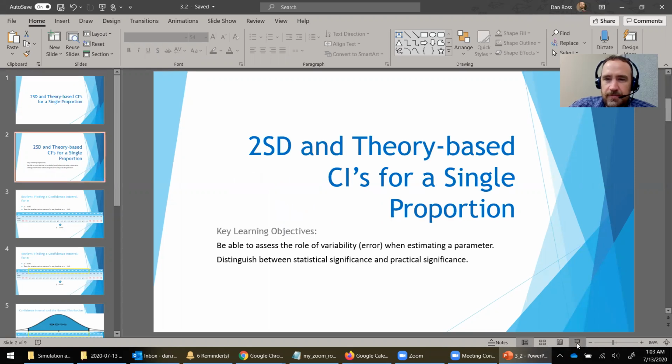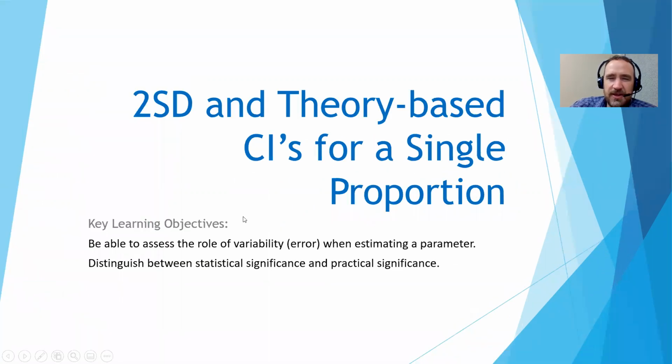And I'll highlight that we have a couple of key learning objectives. Whenever we're talking about confidence intervals, we're thinking about the role of variability or error when we're estimating a parameter. A confidence interval helps us estimate where a parameter is. We also want to be thinking about how confidence intervals can help us distinguish between statistical significance and practical significance.